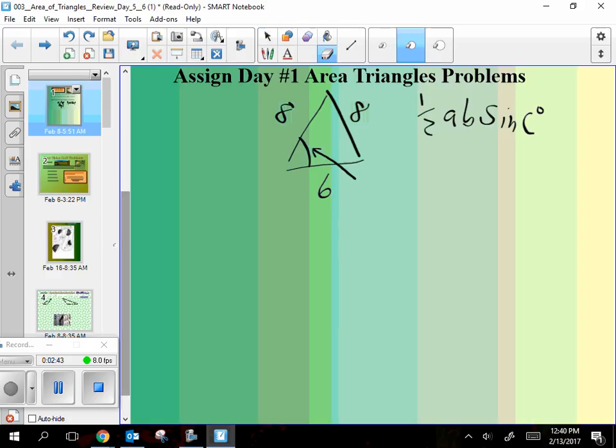That is not 1/2 AB sine C. That's what you'd do to find the area of it. I'm just asking for the angle right here. I'll pause for a second while you give that a try.